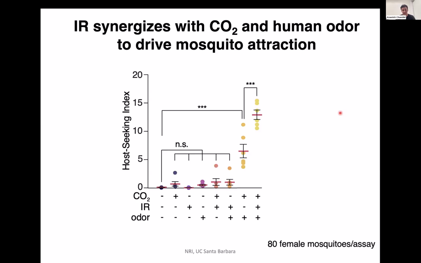This also helps explain why some earlier studies which investigated the role of IR in mosquito behavior may have failed to detect this important behavior, because they were looking at the role of infrared in isolation, but you will only get mosquitoes to show a preference towards IR in the presence of other important sensory cues like CO2 and human odor.